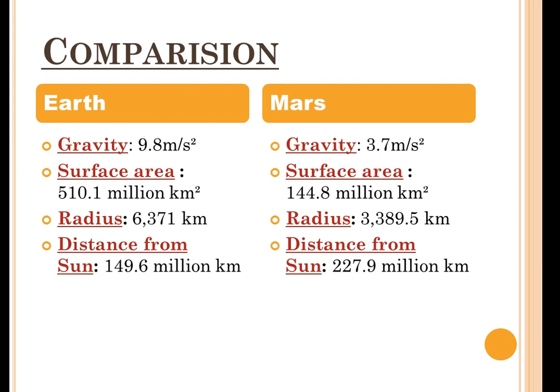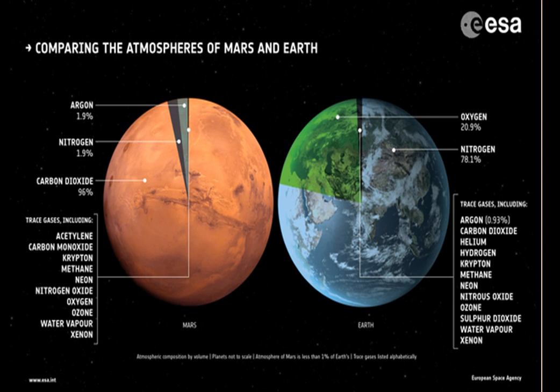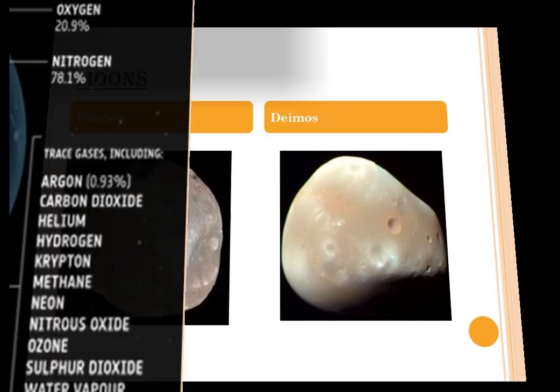Earth has a surface area almost 3 to 4 times that of Mars, whereas it's twice the radius of Mars. And Earth is way closer to the sun as compared to Mars, because it's the third planet, whereas Mars is the fourth. A little comparison between the composition of Mars and Earth can be shown in the image right here. I won't be talking much about this. I got this image from the ESA website, the European Space Agency.